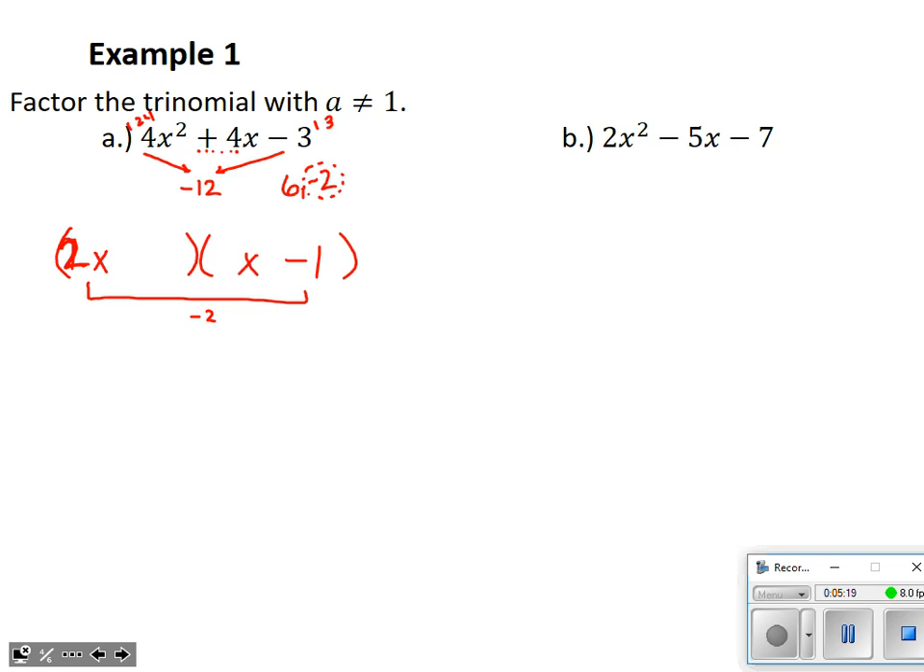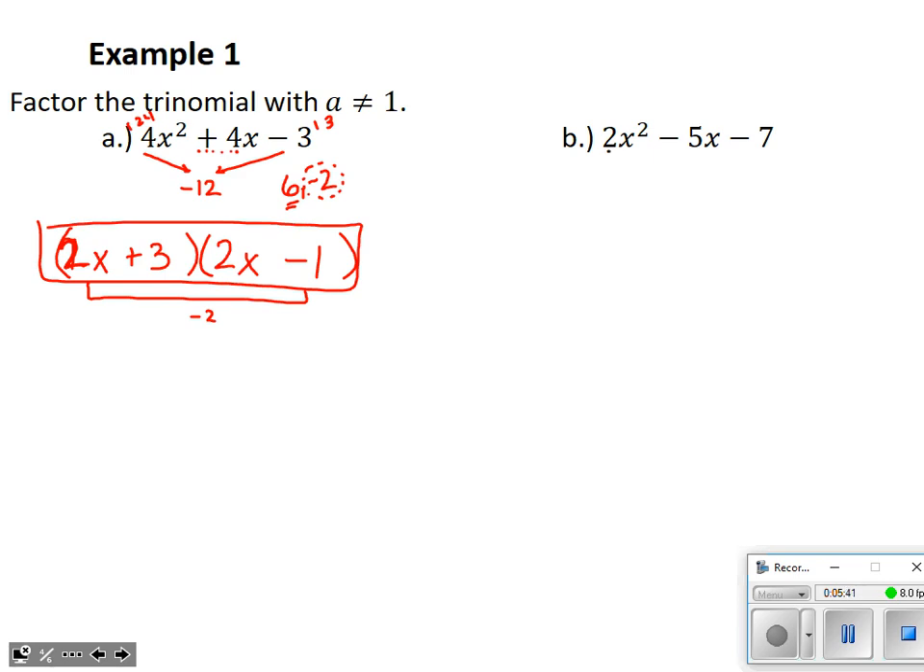Then first times first had to make 4x squared. That's 2x times 2x. If I were to think of foiling, last times last has to be negative 3. That has to be positive 3 times the negative 1. Let's check with the inside. I've got 3 times 2. Hey, that makes 6, my other magic number. We've got that one done.